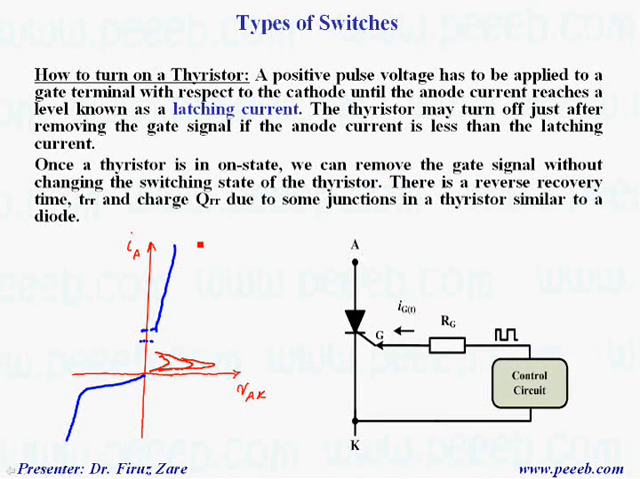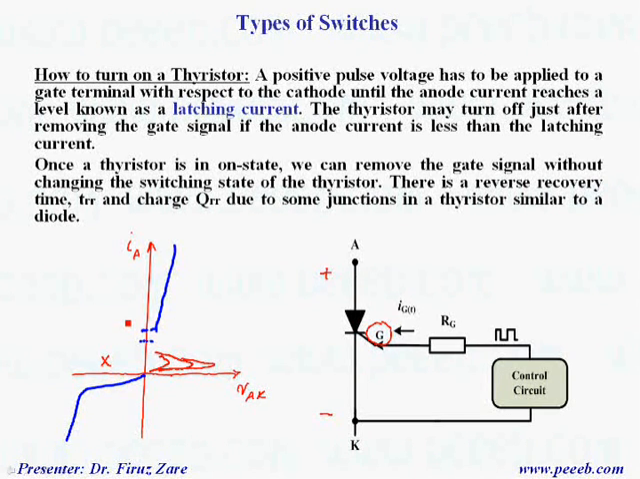Let's look at the current-voltage characteristic of a thyristor. Basically, a thyristor can block negative voltage, and it can also block positive voltage. That means if we don't apply a gate signal, it can stand that positive voltage, but once we apply a gate signal, the thyristor actually turns on.